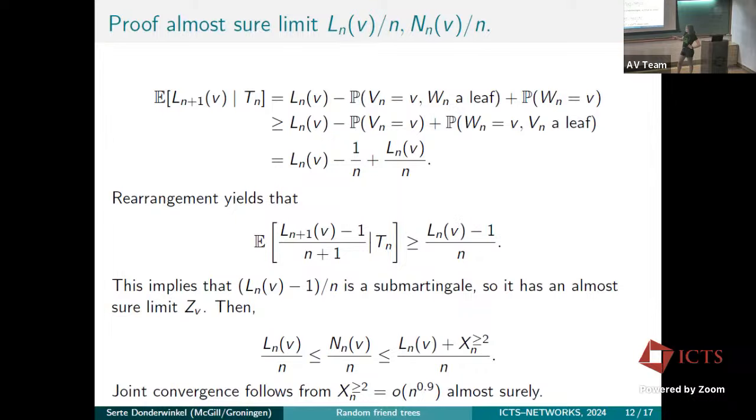And then we can bound the number of neighbors from below by the leaf neighbors, and we can bound it from above by the leaf neighbors plus the total number of non-leaf vertices in the graph. And I haven't shown it, but we can prove that this is polynomially smaller than n to the 0.9. So yeah, we get that L_n over n and the number of neighbors over n converge to the same number. Okay, so that's also still a pretty doable proof.